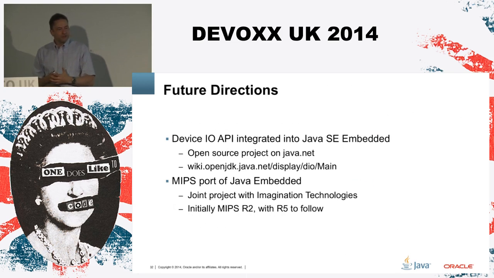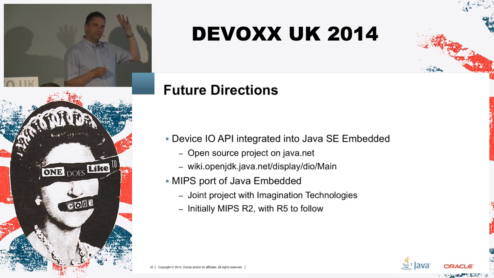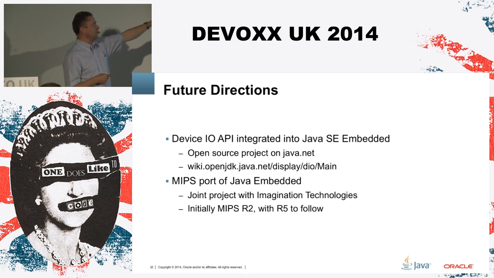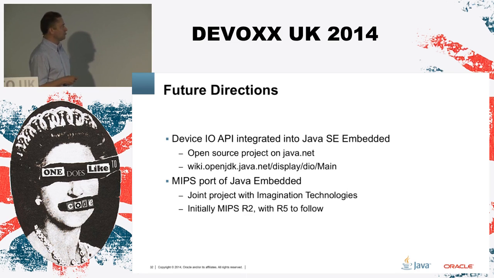Just a little bit about future directions. One of the things we've done recently is actually open source the Device I/O API, and we're currently working on making that available for Java SE embedded as well as Java ME embedded, and that will be a very useful thing to do. So if you're interested in that, there's a wiki page on the OpenJDK project that you can go to, and you can see what we're doing there.